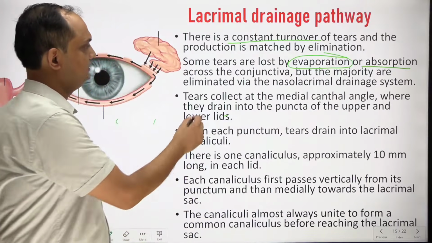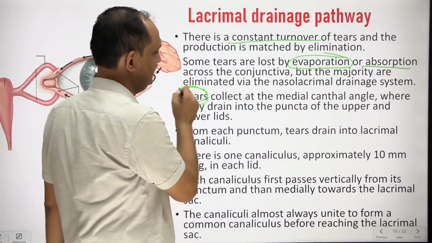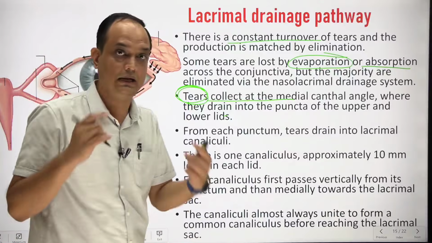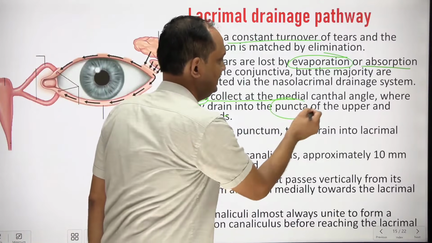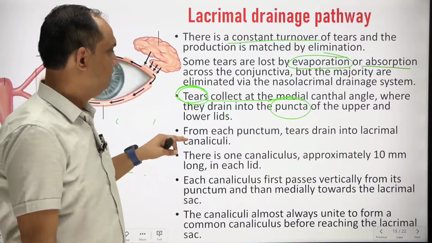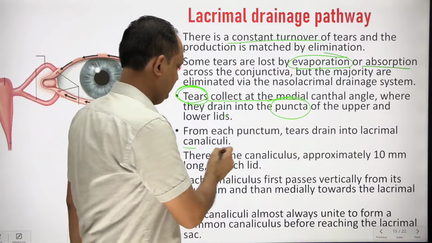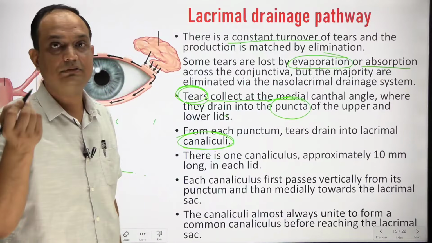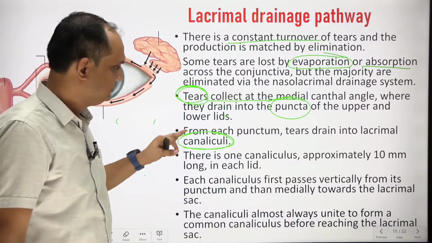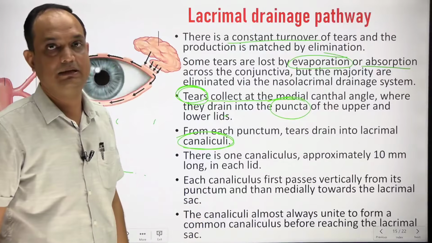Now how will it work? First, tears collect at the medial angle of the eye, then they drain into the puncta. Puncta are present along the upper and lower eyelid. From the puncta the tears drain into the canaliculi. From the canaliculi, you will have the lacrimal sac. So ultimately, fluid will enter into the lacrimal sac.